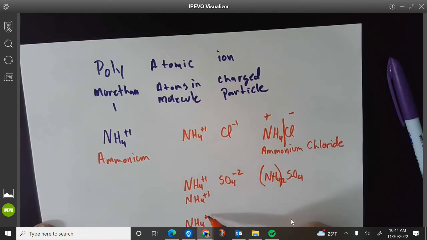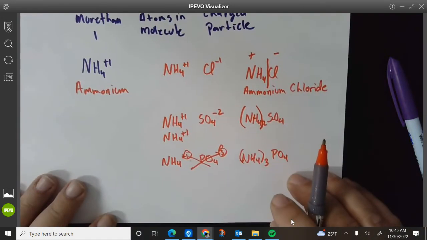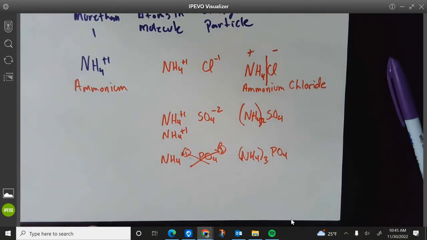NH4 plus 1 with phosphate, PO4 with a -3. What do you guys think we're going to do here? Now, some of you really love using the crisscross method. You can still use the crisscross method if you remember that it is applying to the whole polyatomic ion. So the crisscross would be this. So this becomes NH4 with 3 behind it and 1 phosphate. You guys cool with that?